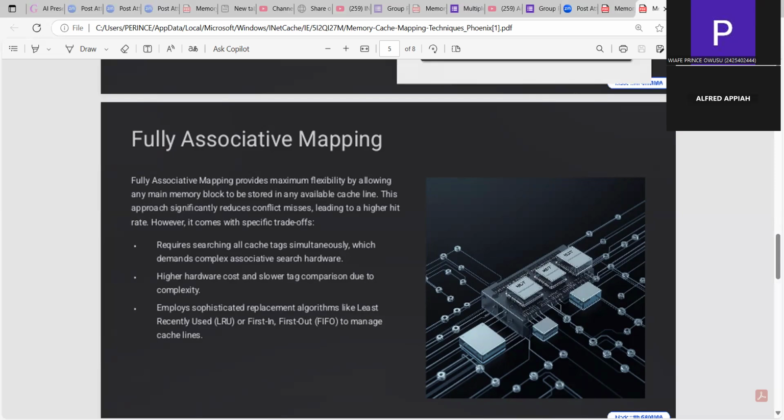However, it comes with specific trade-offs. It requires searching all cache tags simultaneously, which demands complex associative search hardware. It has higher hardware costs and slower tag comparison due to complexity. It employs sophisticated replacement algorithms like least recently used, LRU, to manage cache lines.